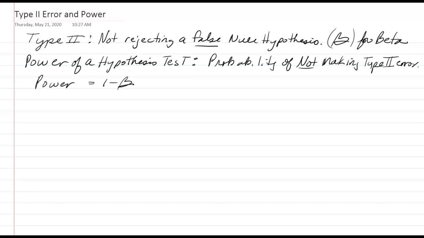Beta is a probability. Your beta value is going to be between 0 and 1, and so is power. Together, they will add up to 1. So this idea of not rejecting a false null hypothesis can be a little bit confusing. First of all, we have to think about the different types of means.